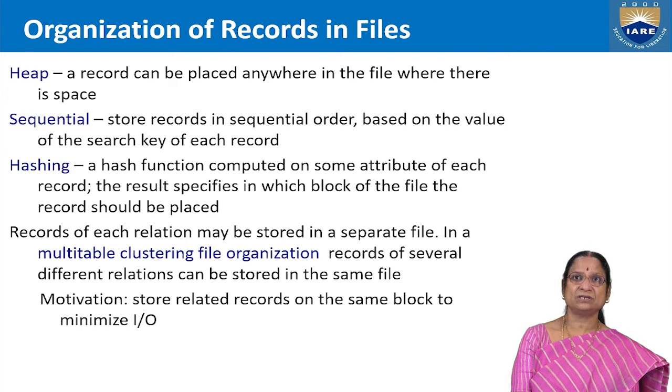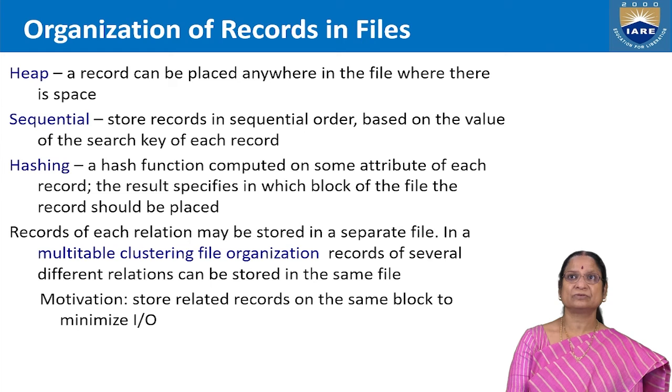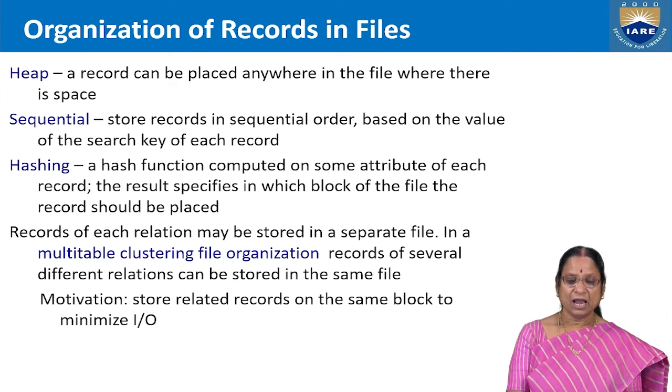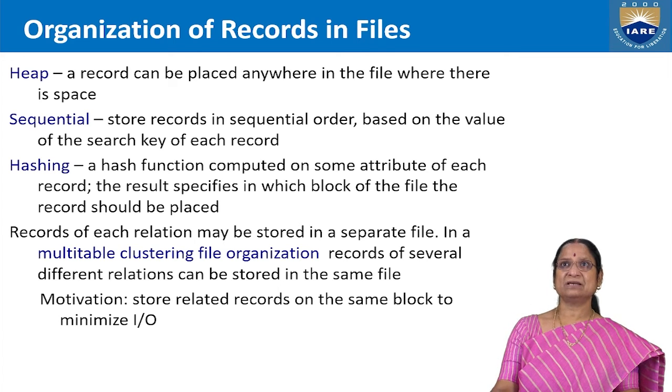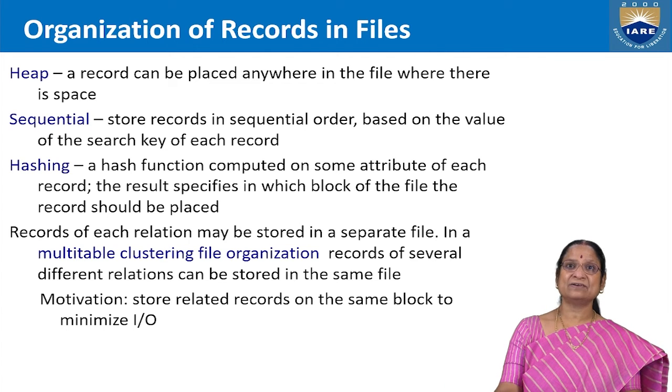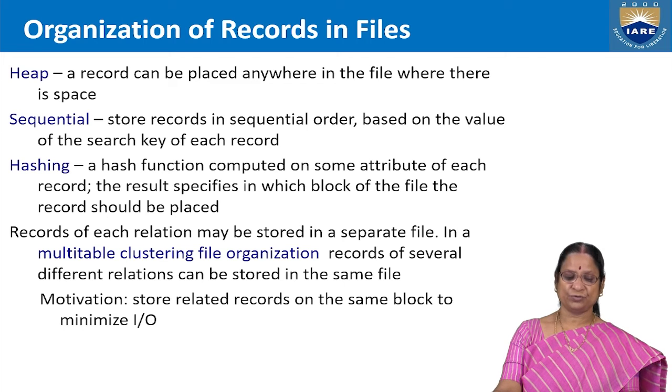Sequential organization: the records are stored one by one in sequential order based on some search key. Hashing means a hash function is computed on some attribute of each record, and the result gives the address of the physical space where the record is stored.